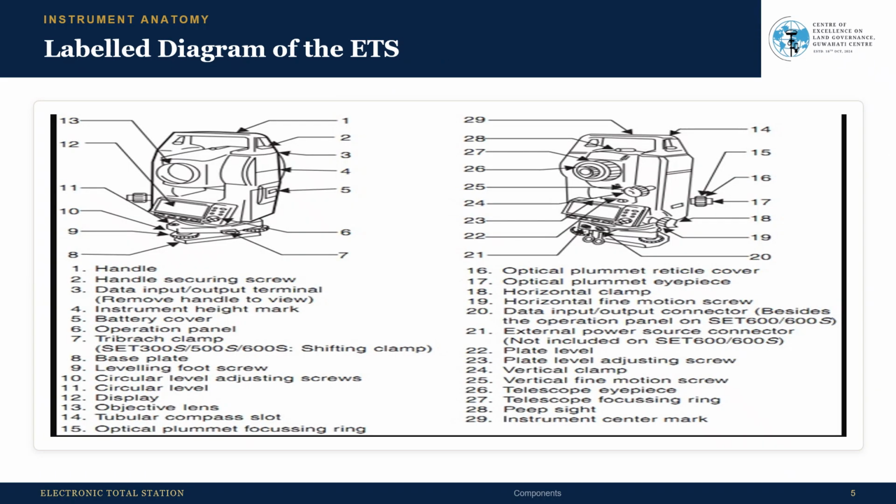This labeled view helps us understand the physical arrangement of the major components of the total station. For a surveyor, knowing the instrument anatomy is important not only for operation, but also for proper handling, maintenance, and troubleshooting. Before using an ETS in the field, the survey team should be familiar with the location and function of its essential controls and components.